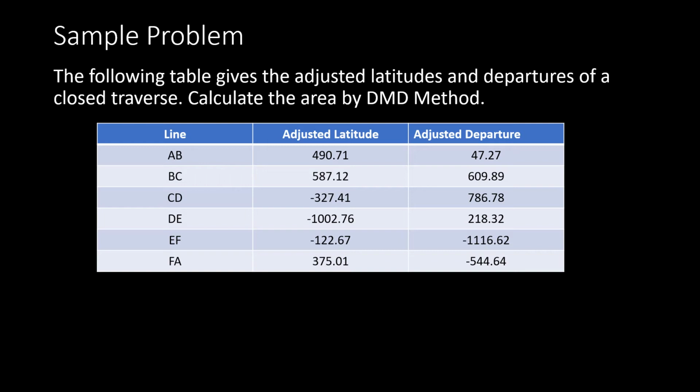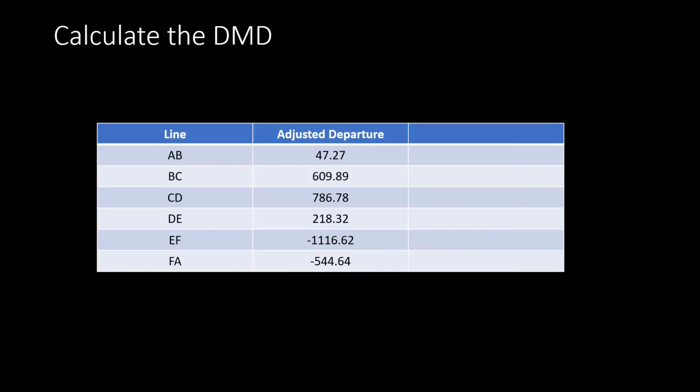Now, before we start calculating the area, we have to make sure that the sum of the latitudes and the departures are both equal to 0. Otherwise, we need to make some adjustment first before we proceed in calculating the area. The first step is we calculate the DMD of each course. So for line AB, the DMD, according to our rule, is equal to the departure of the line. So that is equal to 47.27.